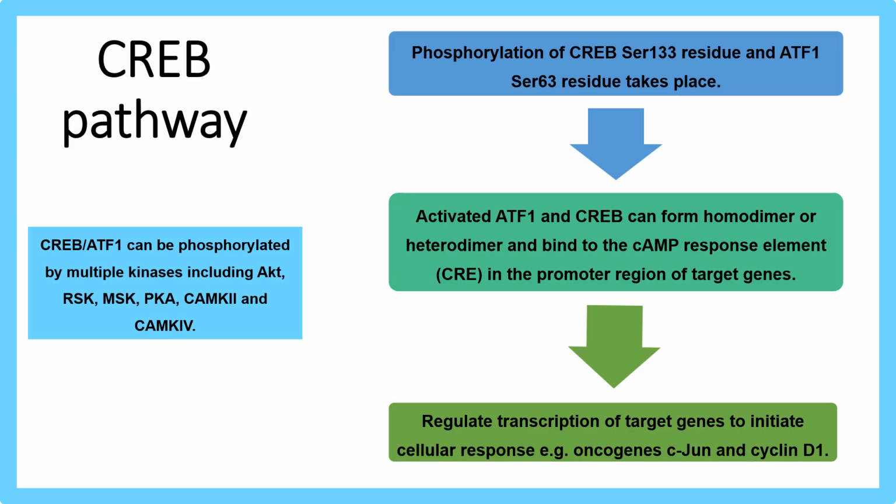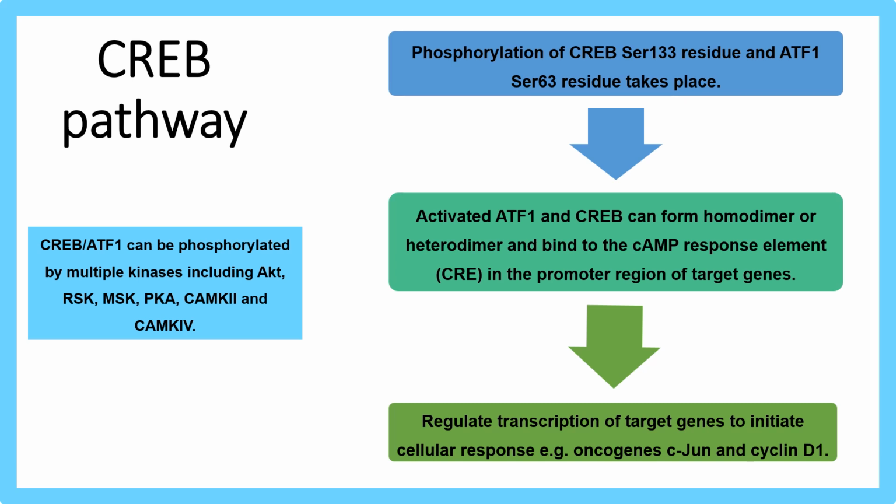So let's have a look at an example of what happens when CREB becomes activated. CREB can be phosphorylated via the amino acid serine 133. And another transcription factor, ATF1, can be activated via serine 63. And not only can it be activated by PKA, but also AKT, RSK, MSK, CaMK2, and CaMKIV. At the moment, I don't want to go in depth into each of these because there will be signaling pathway lectures later on, where we will go more in depth.